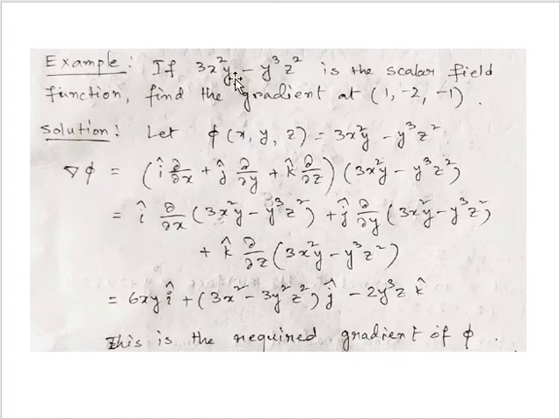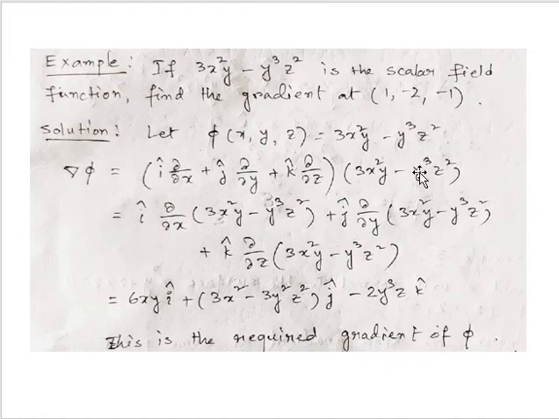Let us suppose φ equals φ(x, y, z) equals this. Now the grad operator is operated on this function, so i ∂/∂x plus j ∂/∂y plus k ∂/∂z operates on this. It looks like a multiplication, but it is not a multiplication; it is an operator that operates on it. So now ∂/∂x is operated on this function.